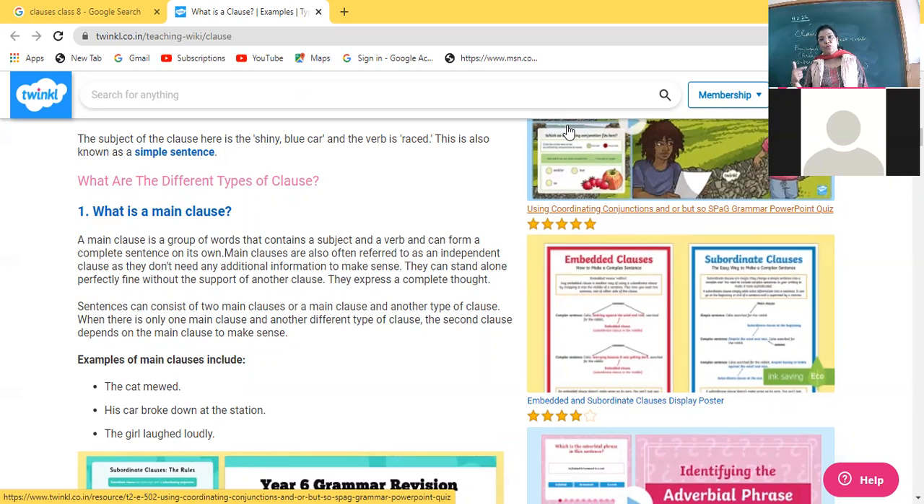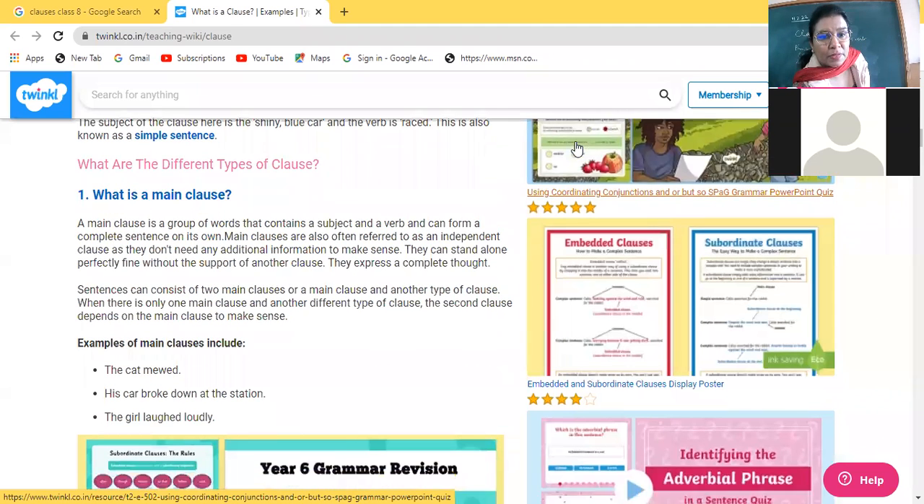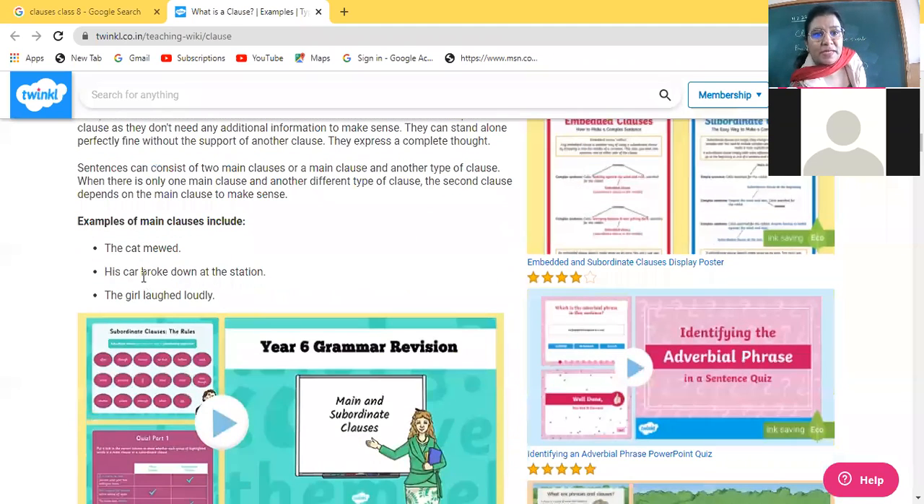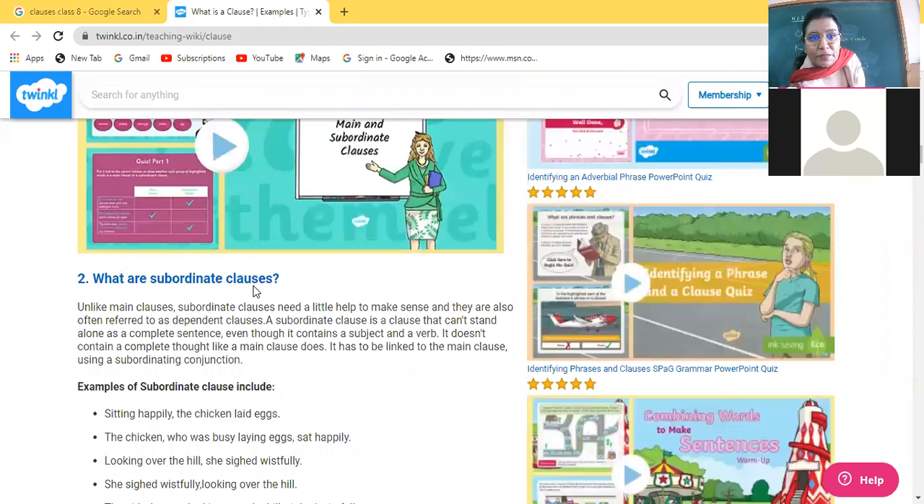But as we add more words and more information to them, we can add more clauses to it. Okay, right? Now, look at these sentences. The cat mewed. His car broke down at the station. The girl laughed loudly. We have a subject and a verb. These are simple things, revision of what you have done earlier, but this is a topic which we have to revise again and again.